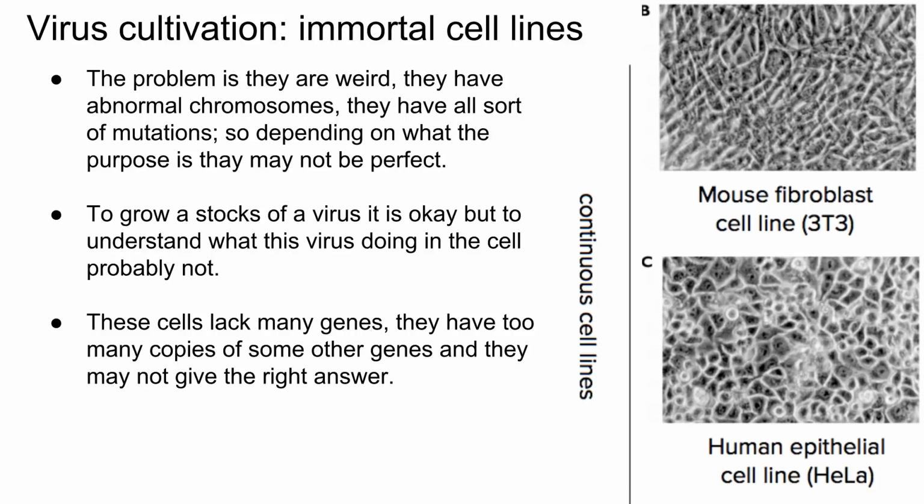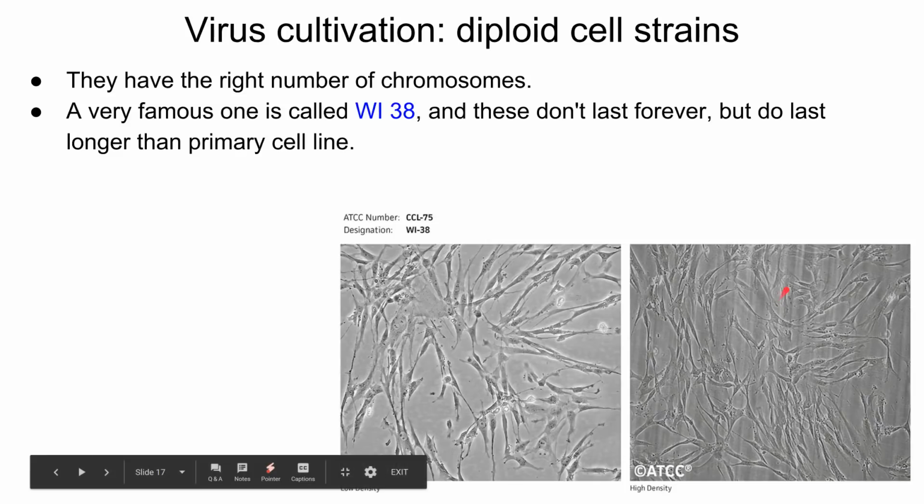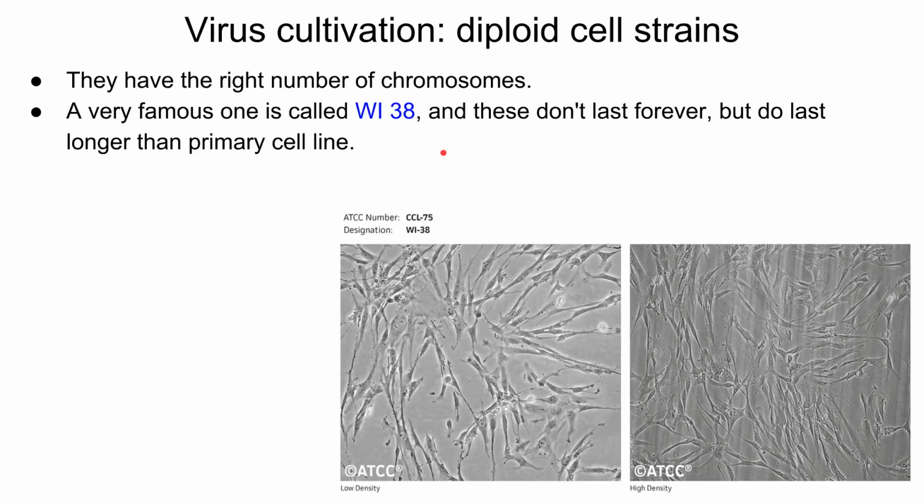هذول المورفل. The third type هم diploid cell strains. Diploid cell strains هذول they have the right number of chromosomes, 46 chromosome زينا. والفيمous example عليهم هم WI38, but they don't live forever, though they live longer than the primary cell lines. If you look here, I don't know if you see it back, مكتوب اسم الcells WI38. Above it في ATCC number, ATCC.